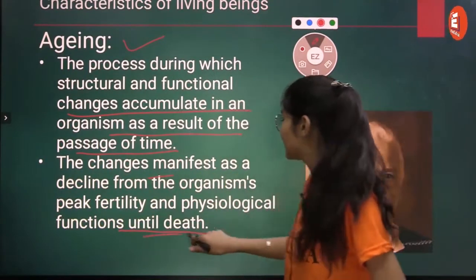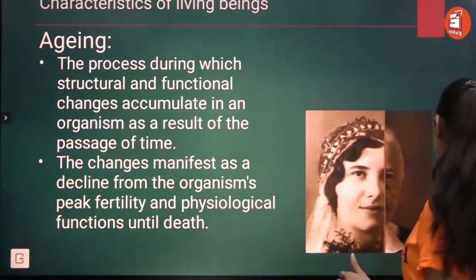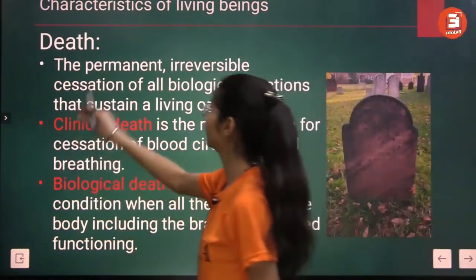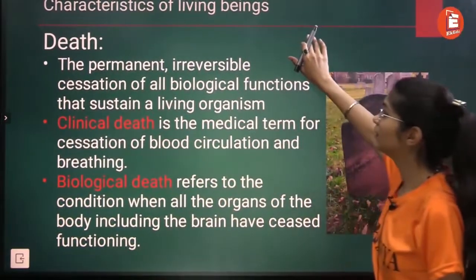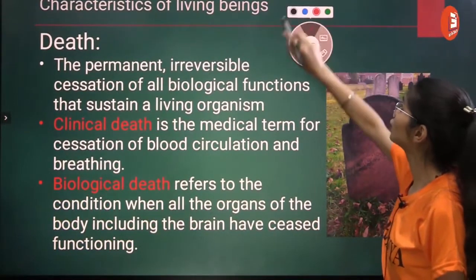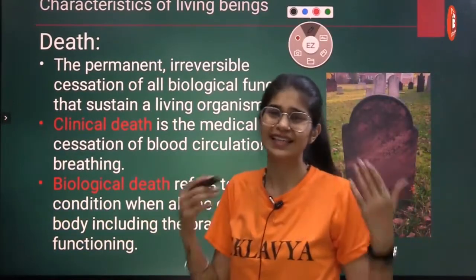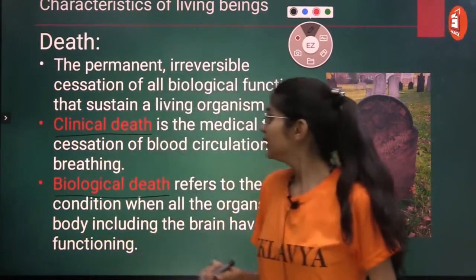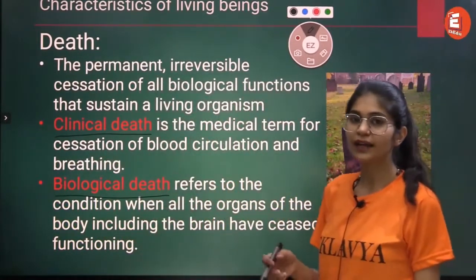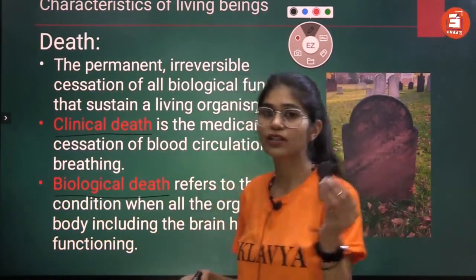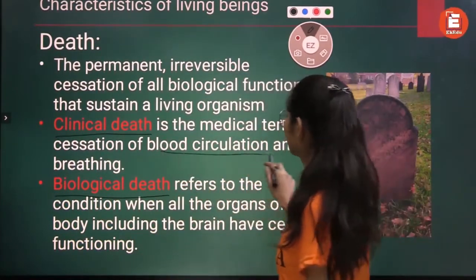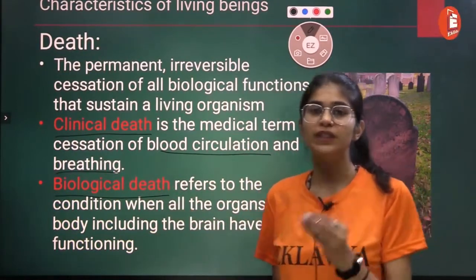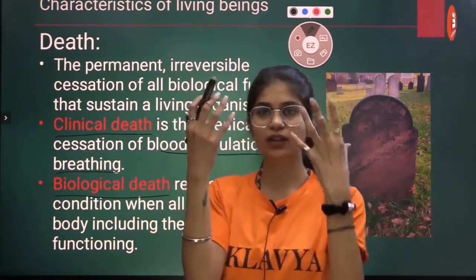What is the last stage of aging? It's called death. Now there are two types of death, kids. There's clinical death. I hope you all know what death is, so I'm not going to go into the details of what exactly death is, but let's talk about clinical and biological death. Clinical death is when you die in a hospital. What does a doctor check? Blood circulation and breathing stops. Other than that, your pupils stop reacting to the light.